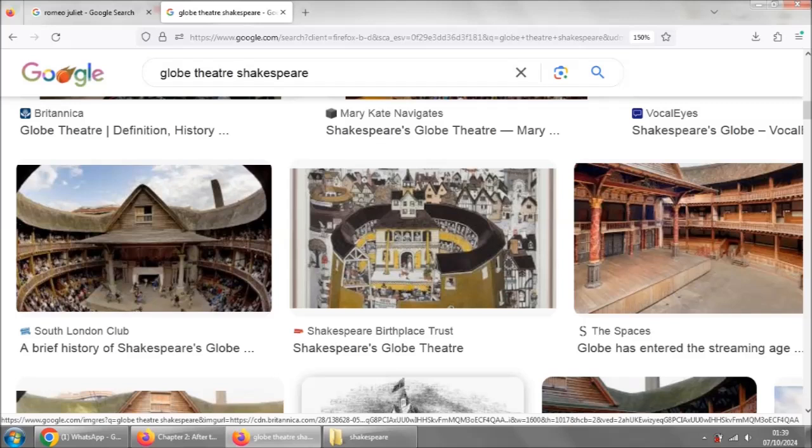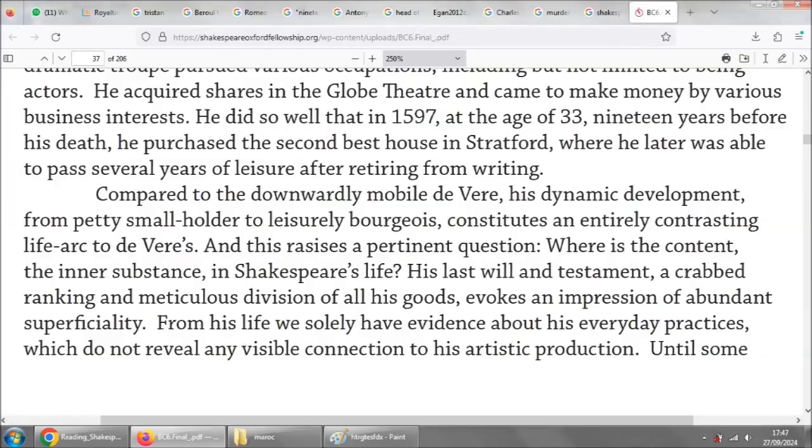Read the real history. What did William Shakespeare do? Okay, he acquired shares in the Globe Theatre and came to make money by various business interests. He did so well that in 1597, at the age of 33, 19 years before his death, he purchased the second best house in Stratford. So the history, it's based there. If he didn't have the Globe Theatre, he can't buy the house because he won't have the cash. So by the age of 33, he made cash. So all the stories, things like this, people believe these stories. If you want to believe it, you can believe it.